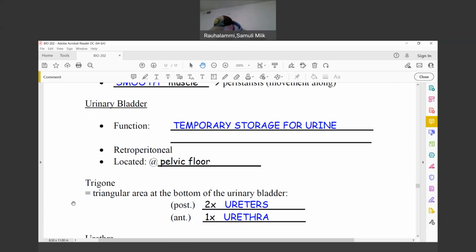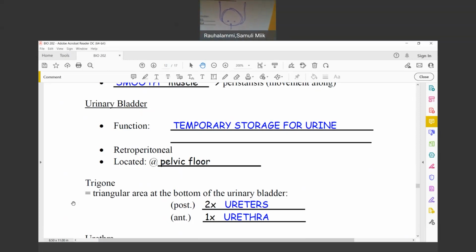And there are going to be two openings of the ureters, and they're more posterior if you see this sketch that I just prepared. And there's going to be one opening for the urethra, which is, of course, the path for the urine to the outside world. So in total, at the bottom of the urinary bladder, we're going to see three different openings.